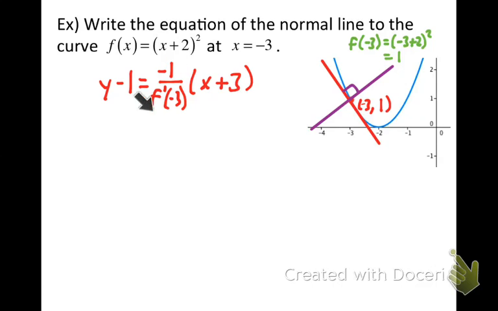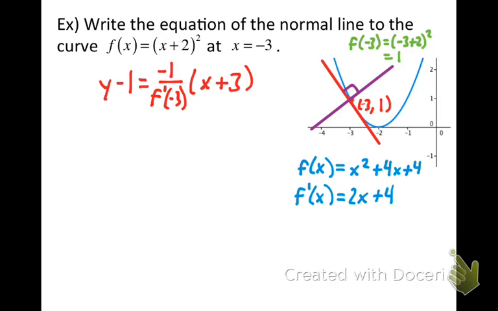Now, in order to find this value, we need to find out what f prime of x is. So let's do that. And you'll notice that instead of writing x plus 2 squared, I went ahead and squared that binomial so that I could write it as a sum of power terms that I know how to take the derivative of. And then we'll take the derivative, and we'll get f prime of x equals 2x plus 4, and then the derivative of that constant is 0, so just 2x plus 4.